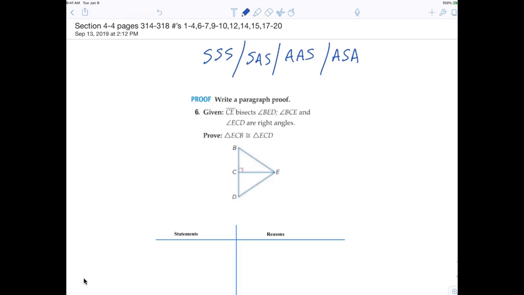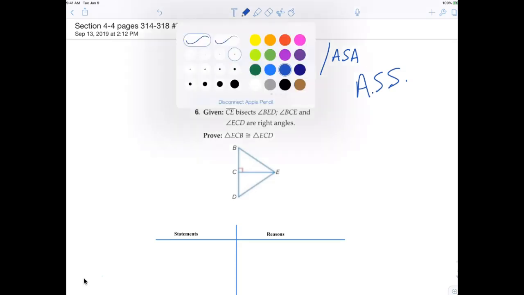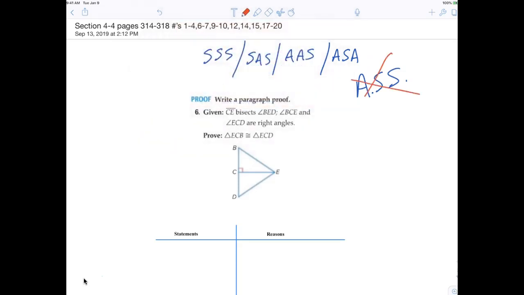Everybody good? Never can we prove triangles are congruent by angle, side, side. Never. What are you thinking about, Gavin? That's angle, side, side. Not allowed. Those are your 4 options: side, side, side; side, angle, side; angle, side, angle; or angle, angle, side. Anybody have any questions with that?